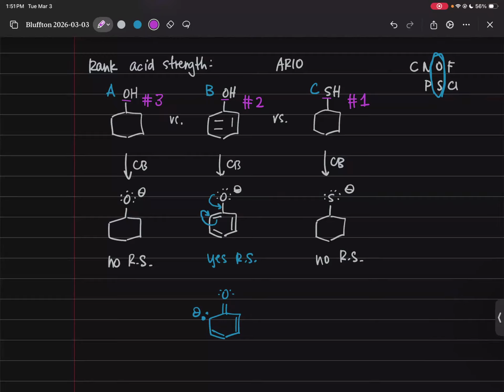Okay, see how we put both of the rules together to rank things? I probably won't ask you to do much ranking, and if I do, it will not be more complicated than this. All right, next time we'll start nucleophilic substitution reactions.